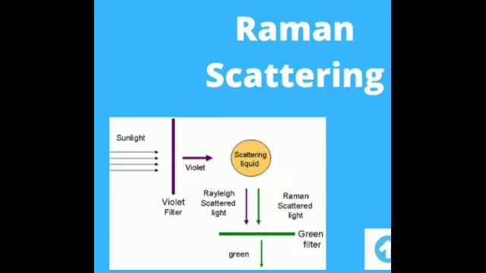Next, Raman scattering. When a parallel beam of monochromatic light passes through a gas or liquid or transparent solid, a part of light rays are scattered. Monochromatic means single color light. The scattered light contains some additional frequencies other than that of the incident frequency. This is called Raman scattering or Raman effect.